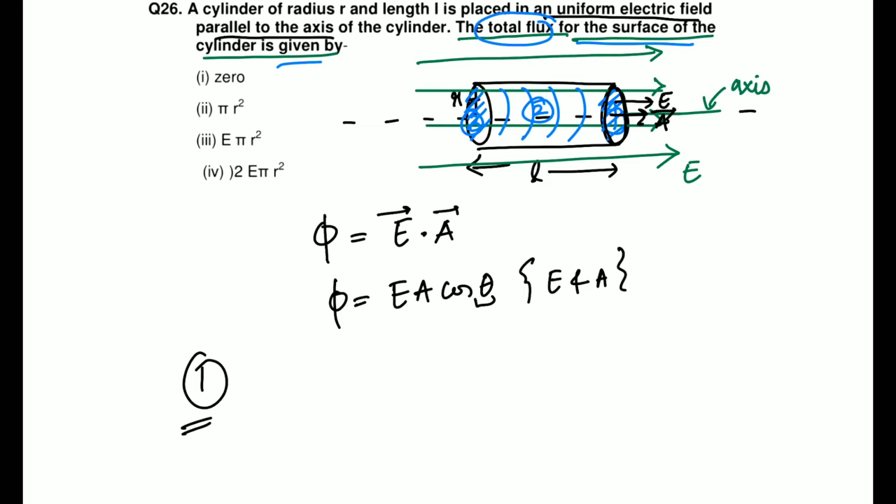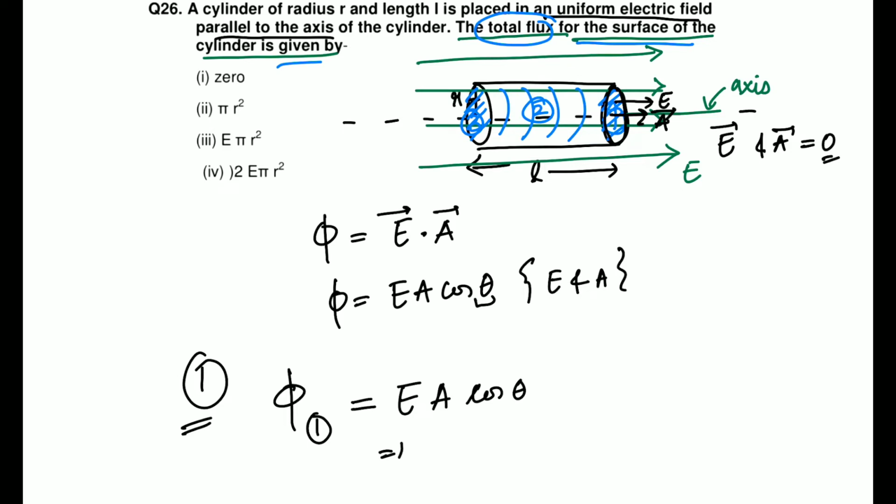So the flux through my first surface is simply the electric field multiplied by the area vector times cos theta, where the angle between E and A for the first surface is 0. This will be EA cos 0, and cos 0 is 1. That is E times A, where the area is pi r square. So this is the flux for the first surface.